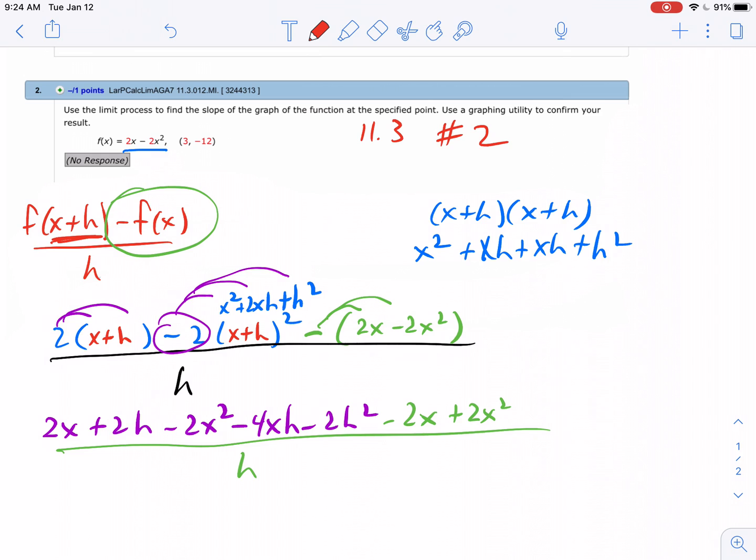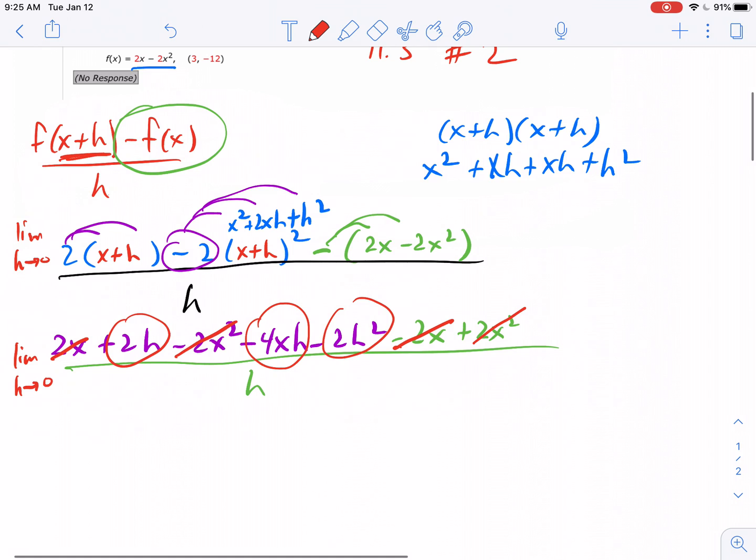And I guess I should have been writing what's the limit as h goes to 0. That'll help us when we get to this next step. So there's a negative 2x right here, and there's a positive 2x there, and there's a positive 2x squared there, and there's a negative 2x squared there. So what we notice is that the things left on top all have h's in them.